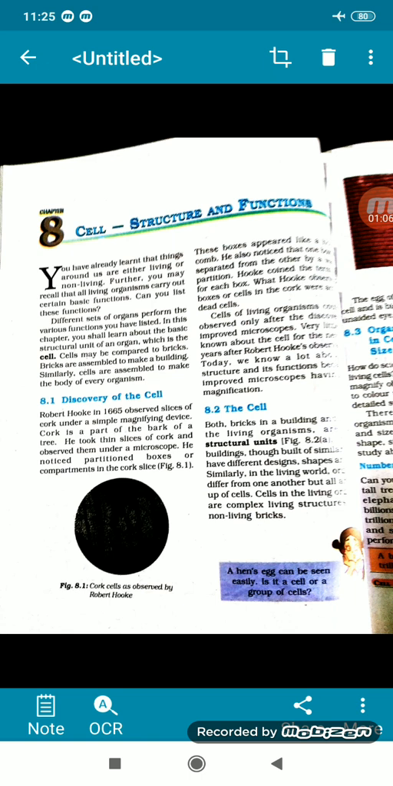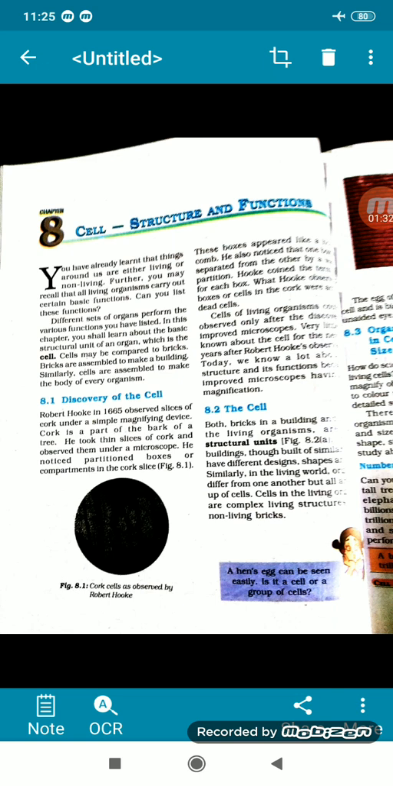He also noticed that one box was separated from the other by a wall or partition. Hooke coined the term cell for each box. So, what Hooke observed as boxes or cells in the cork were actually dead cells. Cells of living organisms could be observed only after the discovery of improved microscopes.